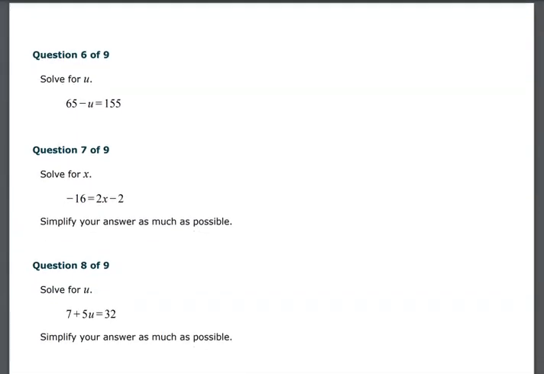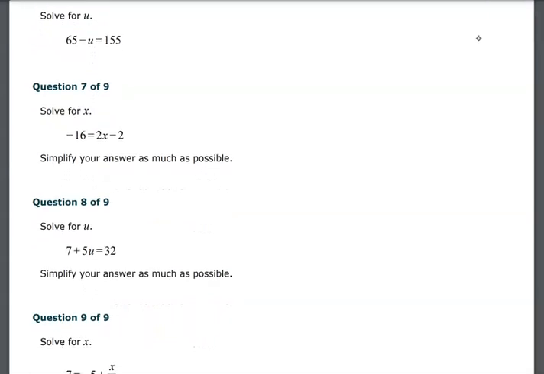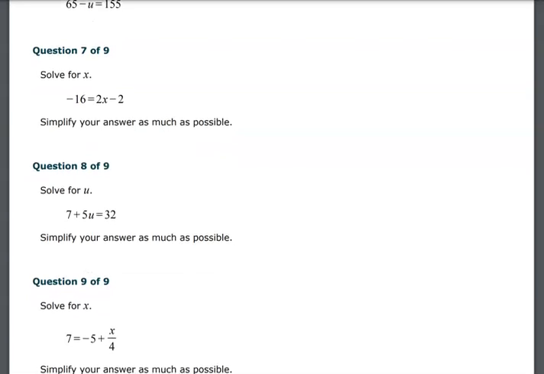But there's that. Last type of problem that you'll encounter is this. So we're looking at questions 7, 8, and 9. Let's take a look at what we got here. Sometimes you may get questions that are fractional, but not always. So we have negative 16 equals 2x minus 2.